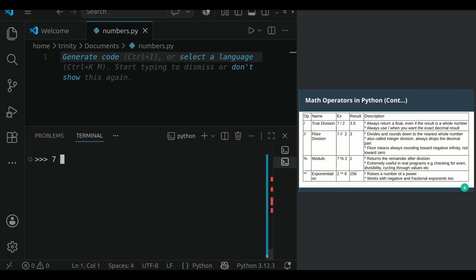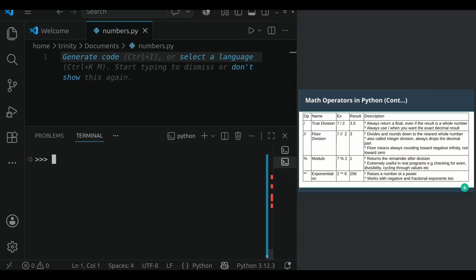When we say 7 modulus 2, our answer is going to be 1. Now we can also do 10 modulus 5, which is going to be 0 as expected, because the remainder of 10 divided by 5 is 0. There is no remainder. So when we do 11 modulus 5, we can see the remainder is going to be 1. Next, we are going to talk about exponentiation, which is represented by 2 asterisks.